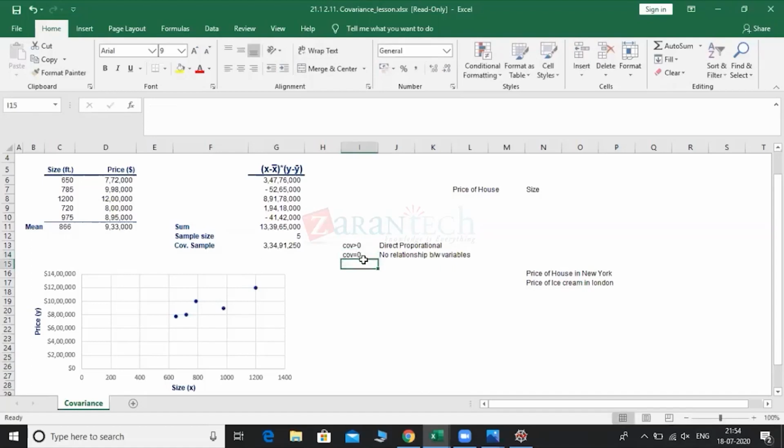And if covariance is less than zero, then it will mean that there is an inverse relationship: if variable A increases, then variable B will decrease. That is what it will mean. Okay, so inverse relationship.